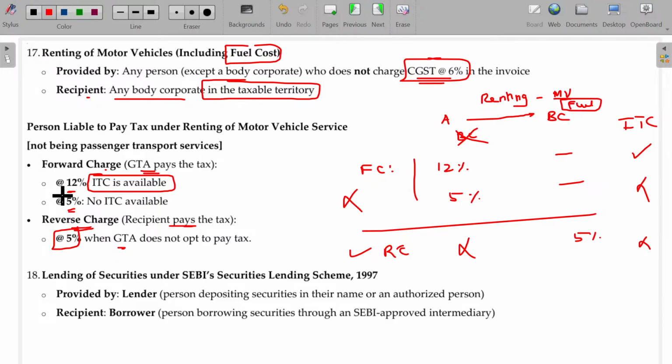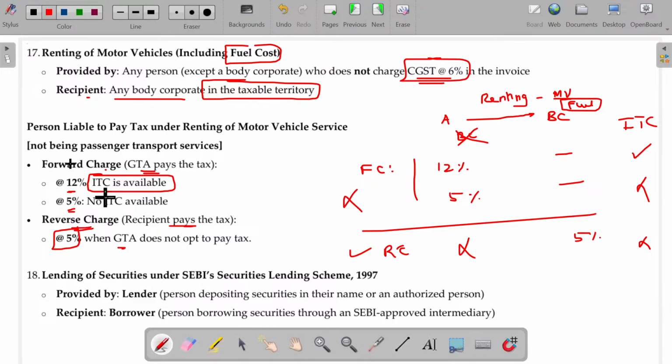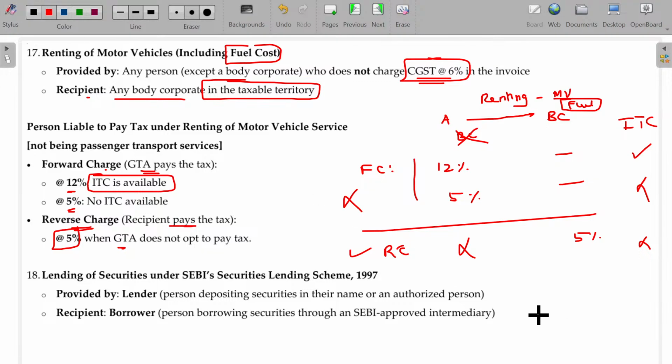Now, the 18th one, we have already studied this one, right? A similar one we have studied. It's about lending of securities, a small variation. Priority sector lending certificate, but it's pretty different. It's lending of securities. Okay. A and B.